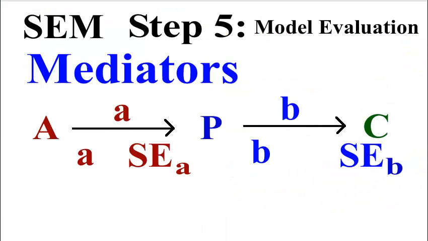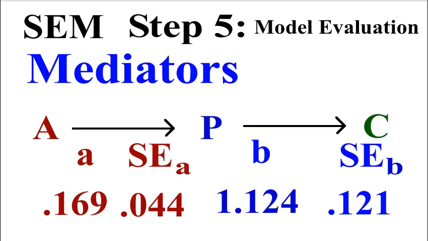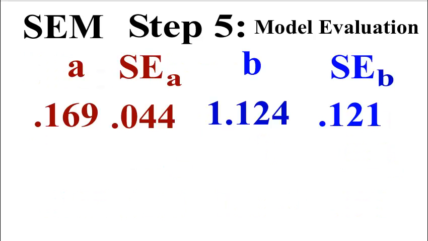All right, here are the numbers from the Amos output that we just showed you how to get, and this is what we're going to do with them. A is the unstandardized regression between A and P. B is the unstandardized regression between P and C, and here are their standard errors. So we're going to do some calculating now.